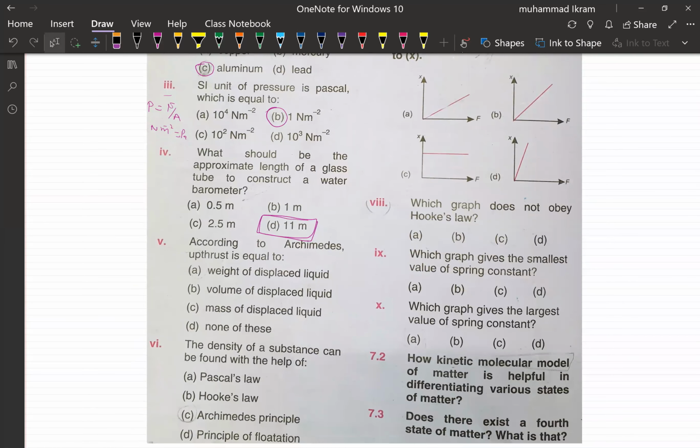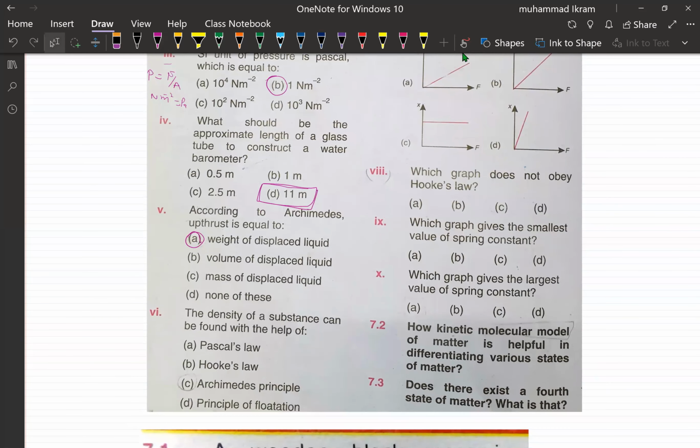The fifth one, according to the Archimedes principle, upthrust is equal to: option A, weight of the liquid displaced; volume of the displaced liquid; mass of the liquid; none of these. According to the Archimedes principle, the upthrust that acts on an object is equal to the weight of the displaced liquid. So definitely it is option A. The next one is, the density of a substance can be found with the help of Pascal law, Hooke's law, Archimedes principle, or principle of flotation. So that is the Archimedes principle, because the principle of flotation also works on the Archimedes principle. So that is the best option.